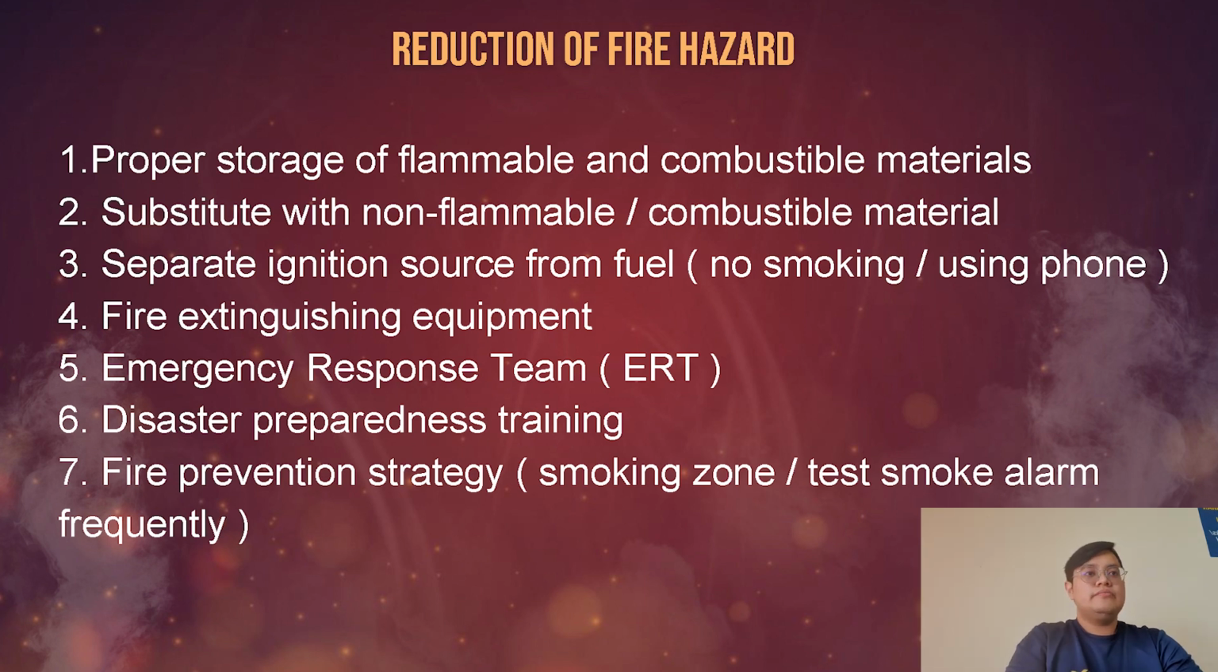Other methods of reduction of fire hazard: the company should prepare an emergency response team called ERT, and the company should also provide disaster preparedness training for all the employees. And then the last step is prior prevention strategy, where the company can prepare a smoking zone for the employees, and the company should test smoke alarms frequently. Also, the company must inspect heating sources to ensure safety. And then the company can also build an employee awareness and training program.